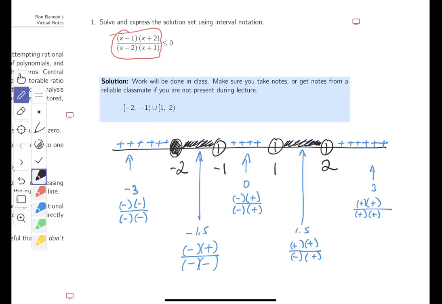Let's plug in 1 now. You clearly get a 0. Let's try 2. Unfortunately, if you plug in 2, you get a division by 0. So I cannot shade that in.